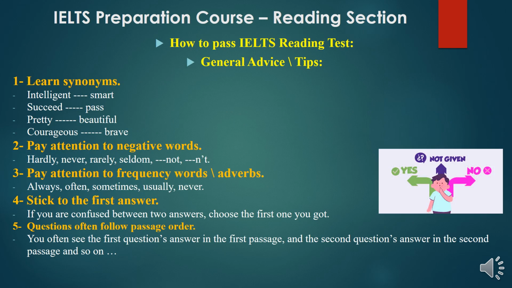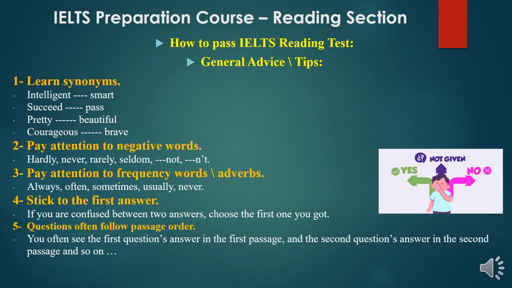Moving on to how to pass IELTS reading test. We have some general advice or tips. Number 1, learn synonyms. For example, intelligent equals smart, succeed equals pass, pretty equals beautiful, courageous equals brave. Number 2, pay attention to negative words. For example, hardly, never, rarely, seldom, not, and n't.